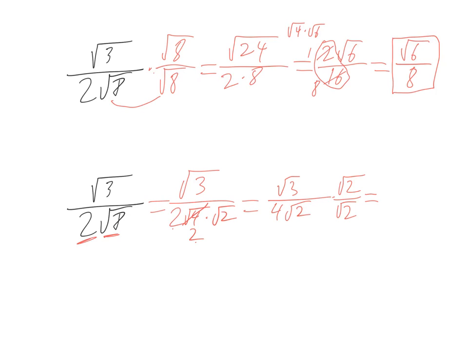And now on the top, I have square root of 3 times the square root of 2, which is simply the square root of 6. And on the bottom, I have 4 times the rad 2 times rad 2. Again, with multiplying, you multiply the things you know how to multiply. Rad 2 times rad 2 is simply 2, but that's multiplied by the 4. So we're left with 4 times 2 on the bottom. And of course, 4 times 2 simplifies to 8. And we end up with the same answer.